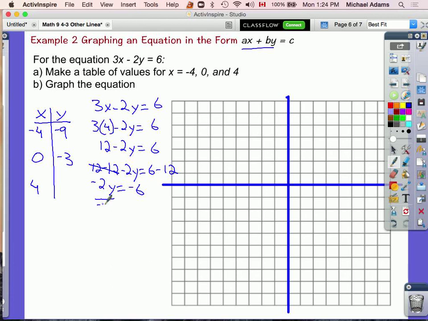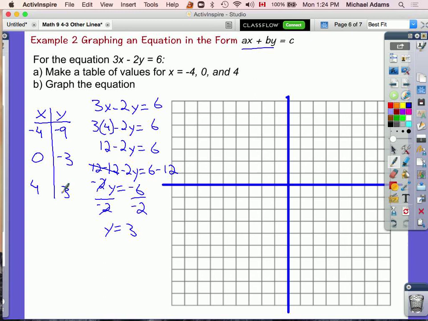Now I'm going to divide both sides by negative 2. Okay, the 2's cancel out, get y. Now I have a negative 6 divided by a negative 2. The answer is going to be a positive, and it's going to be positive 3. So there we go. So now, when x is 4, y is 3. Okay, so I made my table of values. Now I've got to graph my equation.